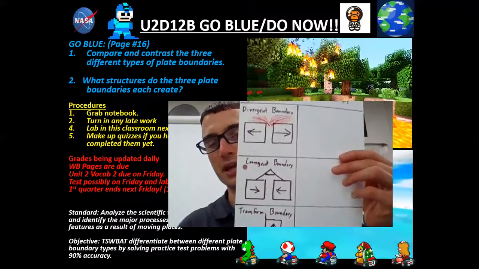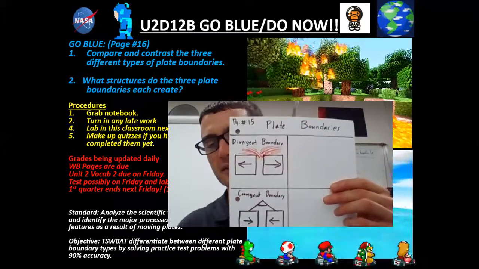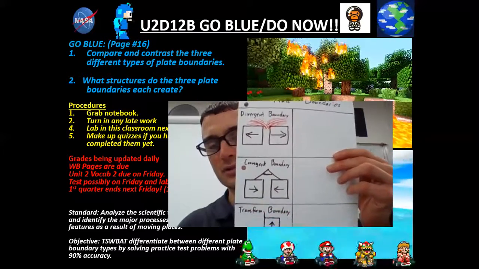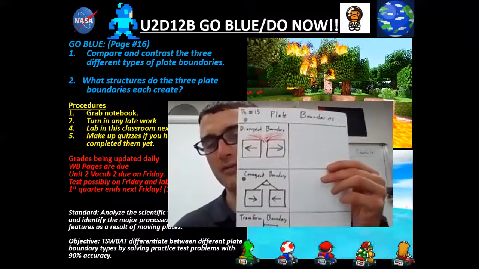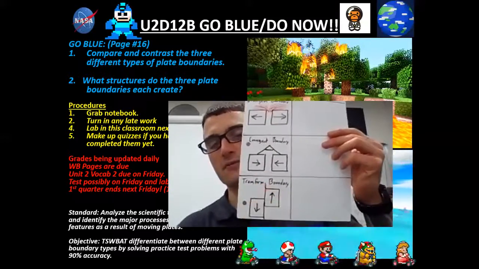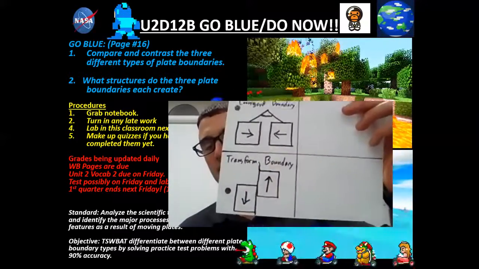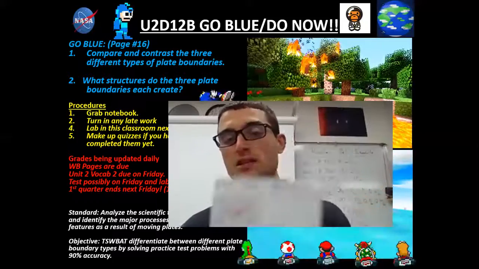Again, make sure to draw each of these. Pause video as you see fit. Draw those arrows and boxes in the structures. I have a mountain for convergent, some magma for my divergent, and for transform, I just have a little fault line, maybe a little difficult to see. That is going to be page 15.